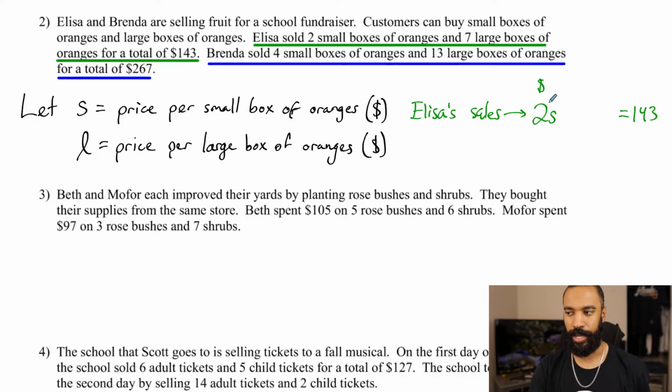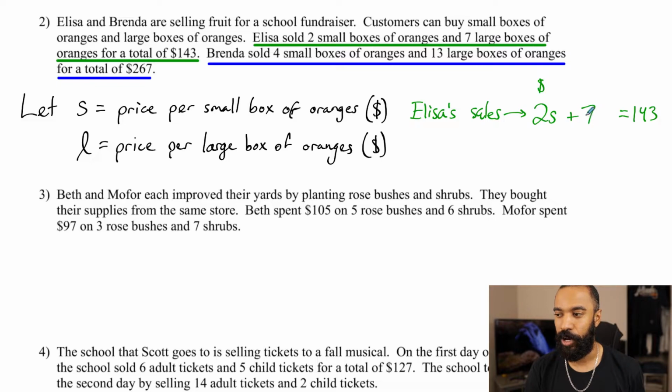This unit in total is dollars. This was number of boxes. This was price per box. Multiplied, it becomes dollars. Cha-ching. The second one's the same way. She sold 7 large boxes. So when I combine the amount of money made by selling 2 small boxes at this price point, and I sell 7 large boxes at this price point, what is L? The price per large box of oranges. Collectively, you get $143, which is also that unit of measure right there. Dollars plus dollars equals dollars.